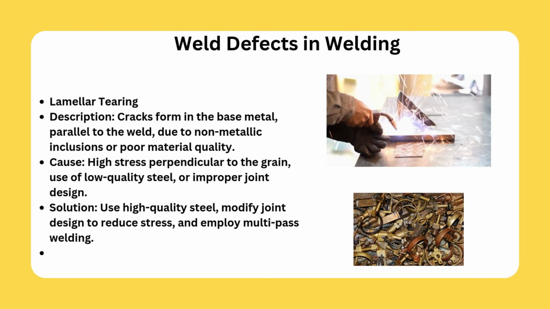Lamellar tearing. Description: cracks form in the base metal parallel to the weld due to non-metallic inclusions or poor material quality. Cause: high stress perpendicular to the grain, use of low-quality steel, or improper joint design. Solution: use high-quality steel, modify joint design to reduce stress, and employ multi-pass welding.